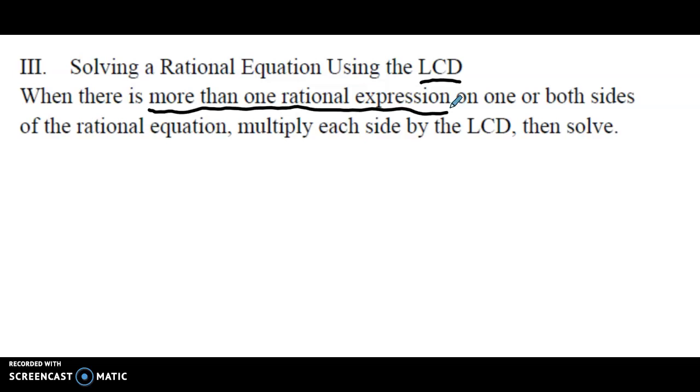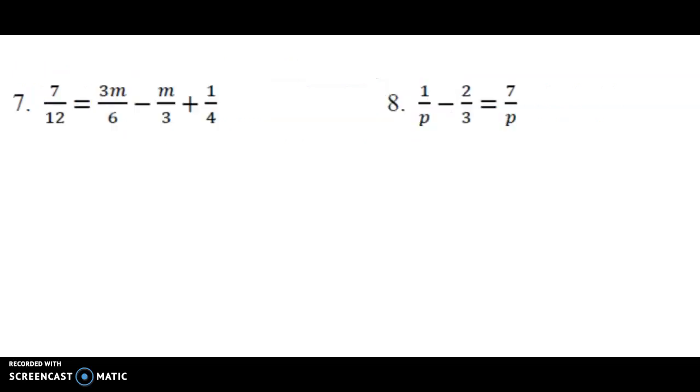Yesterday we had one on each side. When that happens, you want to use the cross products method or the proportion method. But today, when there is more than one on each side, you have to use the LCD method. So if you take a look at number 7, you'll see I have one rational on the left side and 3 rationals on the right side. Whenever you have that, that's when you're going to use this LCD method.